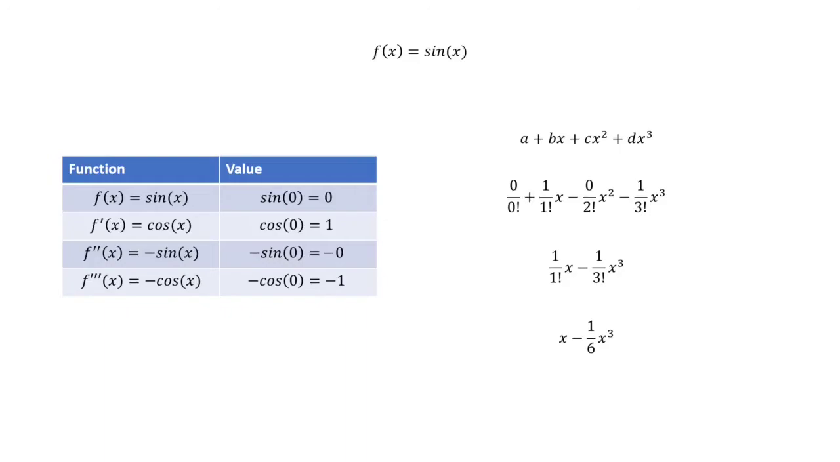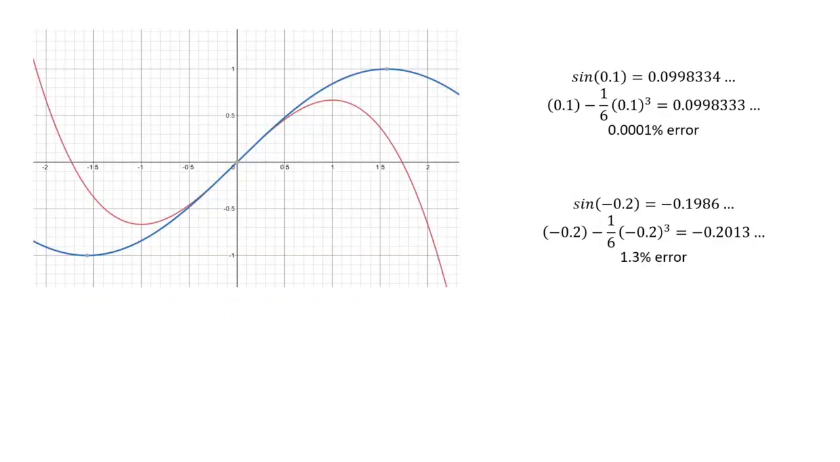How good is this approximation? Very, at least for small values of x. Here's a graph showing sine of x and the polynomial we just generated. At x equals 0.1, the error is off by less than 1/1000th of 1%. Even as far out as x equals negative 0.2, the percent error is within 5%. Not bad for a lazy approximation.